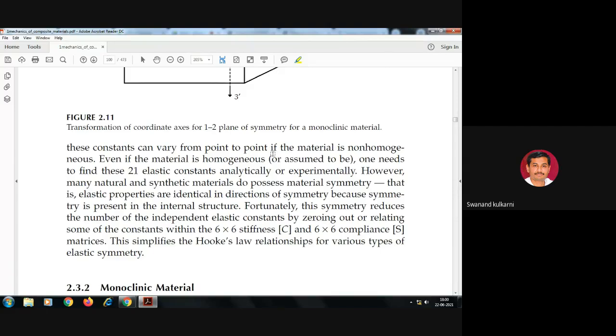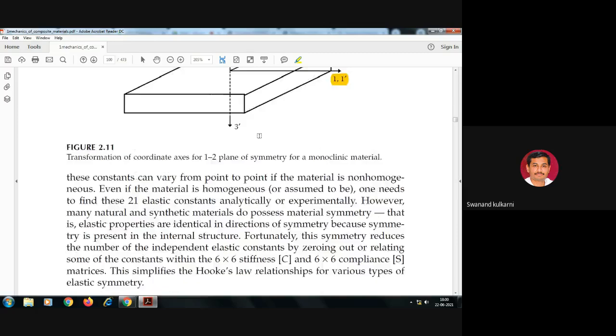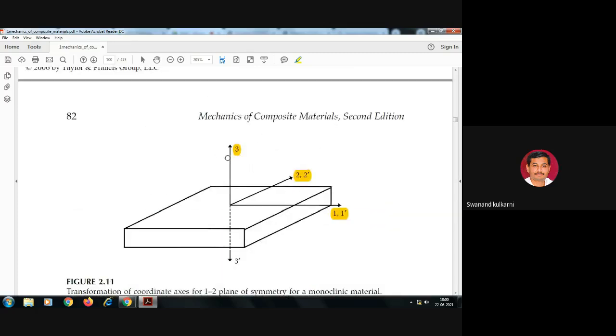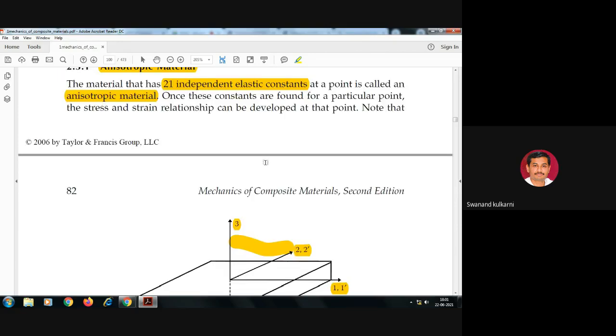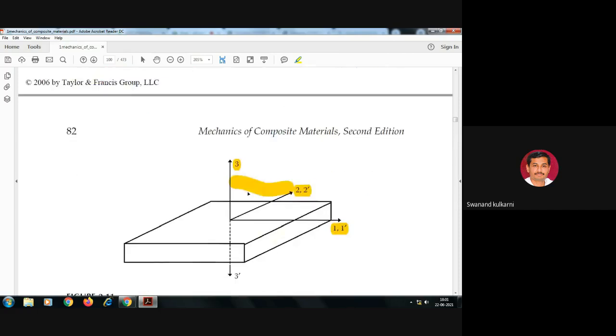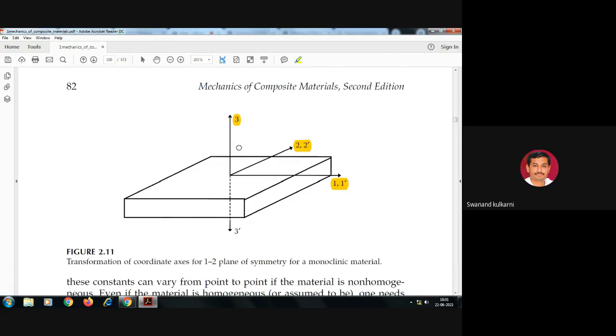Is it okay? So for the simplified Hooke's law relationship for various types of elastic symmetry, we should try to understand what is meant by anisotropy, where we have considered 21 independent elastic constants. Is it okay? Try to understand here: if the material properties in this direction are the same as in this direction, then what is going to happen?